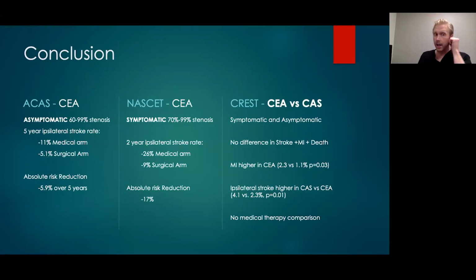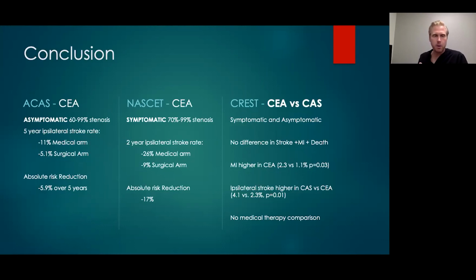So for example, ACAS, which is asymptomatic carotid stenosis, that medical therapy was compared to carotid endarterectomy. That trial, 60 to 99% stenosis, asymptomatic. The patients were followed for 5 years afterwards for ipsilateral stroke rate. And the results of that study showed 11% stroke rate over that 5 years in the medical arm and 5.1% in the surgical arm. And there's a lot of detail that we can discuss about that, and I'll leave that to Peter, who I think is going to discuss these trials in the Journal Club.